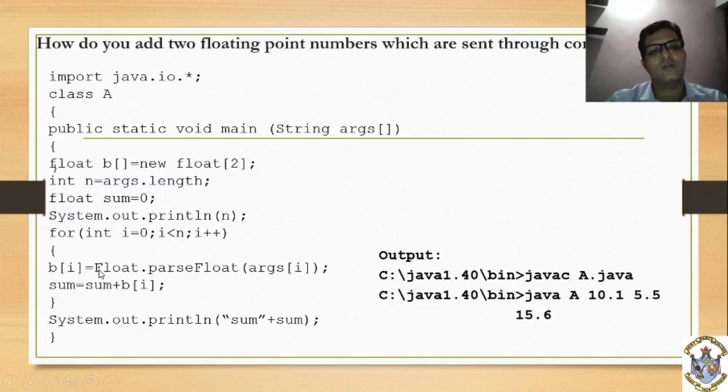Okay, after converting into the float where you are storing b of 1 location, in sum it already consists of 10.1. Now we are adding 5.5. 10.1 plus 5.5 is 15.6, which will be stored in sum. If you try to display the sum, it gives 15.6. That's it.